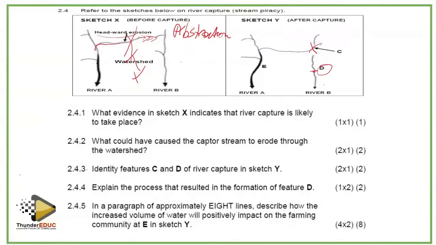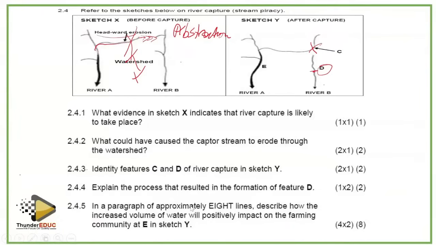Those are the types of questions that can be asked. It can be asked to give the impacts to the people or the impacts on the rivers themselves. When they ask for the physical impact on the rivers themselves, this river is going to have a shortage of water, but this river is going to have a high volume of water. Now let's look at the final question here.